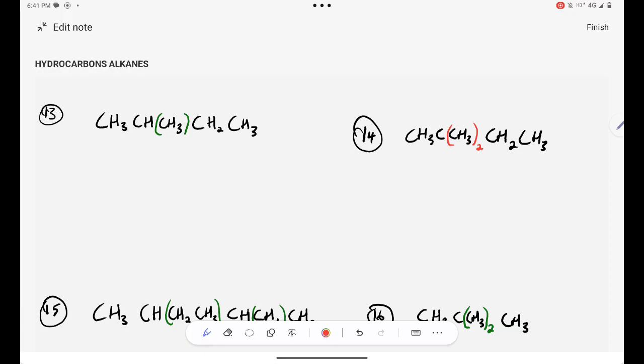Okay, compound number 13. I simply have CH3, and then I have CH as well as CH3, and then I have a CH2 and a CH3. All I have to do is to write down the hydrogens.